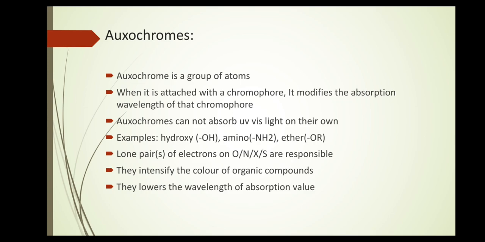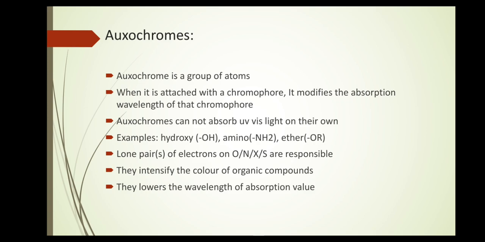And one more point here, which we will discuss in the effect of conjugation also, the last point: these auxochromes lower the energy of absorption and increase the wavelength. Let us say, for example, a chromophore is absorbing the light at 250 nanometers. Then whenever an auxochrome combines with the chromophore, the energy value will be decreased and the wavelength will be increased. That means the wavelength may be greater than 250.